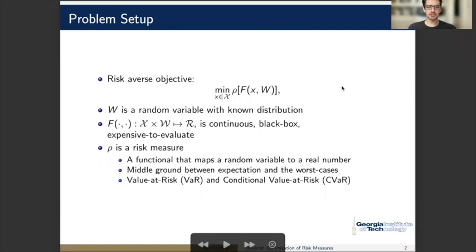Inspired by this and similar other problems, in this work we study risk-averse optimization of the form: minimizing with respect to X a risk measure rho of a function f(x, W), where W is a random variable with known distribution, f is a continuous black box expensive to evaluate function, and rho is a risk measure, which is a functional that maps a random variable to a real number, and it offers a middle ground between expectation and the worst case measures. In this work, we study two important risk measures, the value at risk and conditional value at risk.